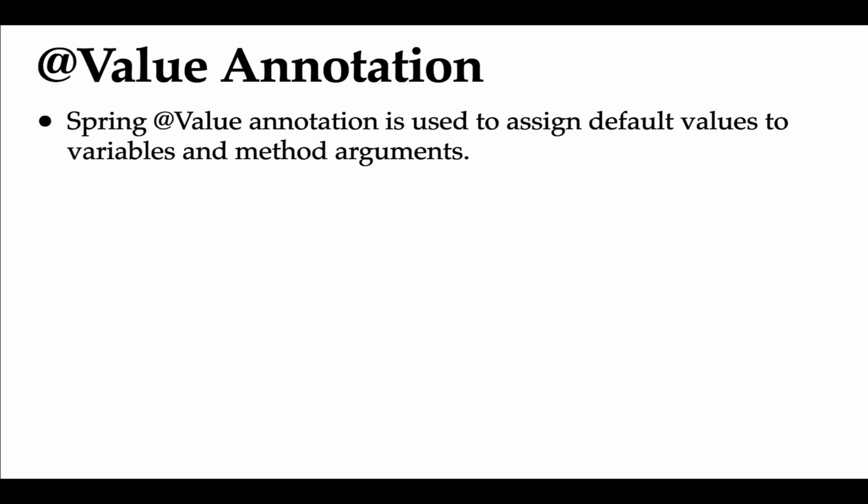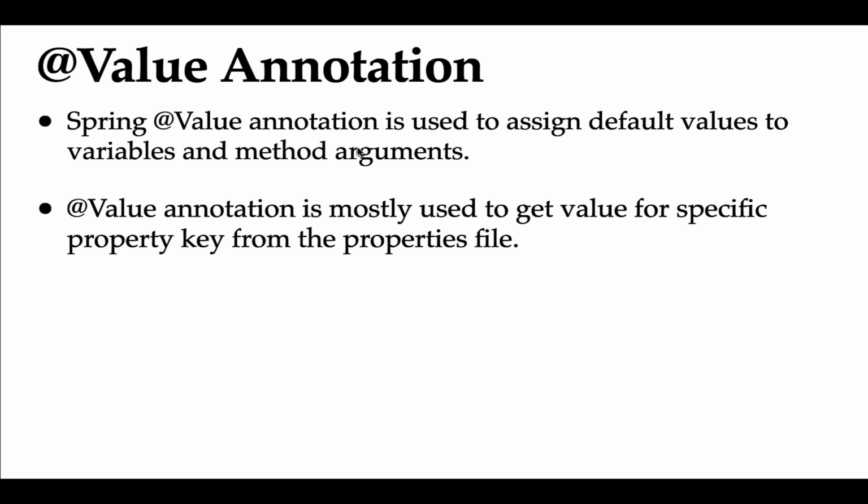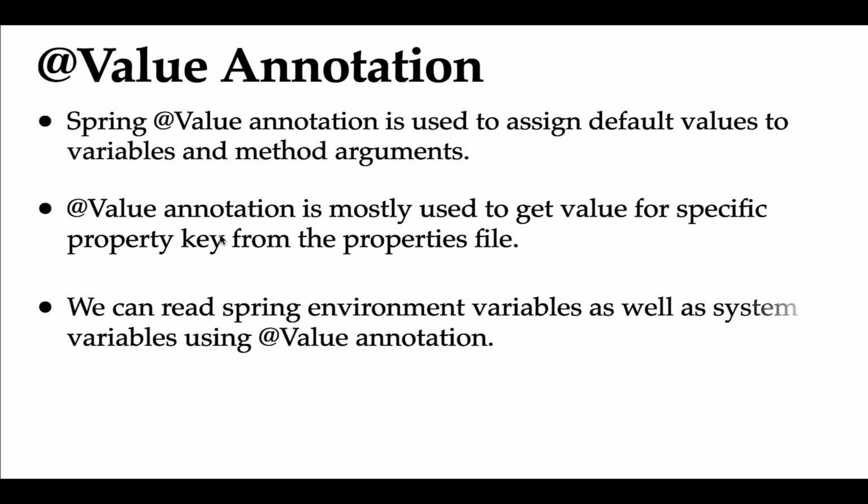Hi everyone, welcome back. In this video let us take a look at @Value annotation. Spring provides @Value annotation to assign default values to variables and method arguments. @Value annotation is mostly used to get a value for a specific property key from the properties file. We can read Spring environment variables as well as system variables using @Value annotation. Next, let me demonstrate all these points with an example.